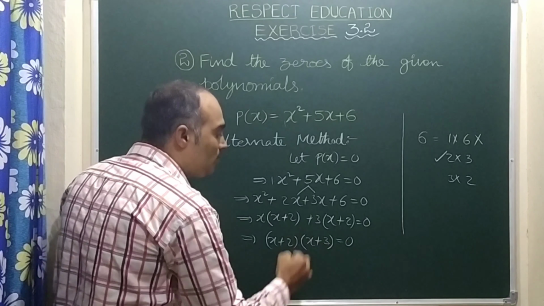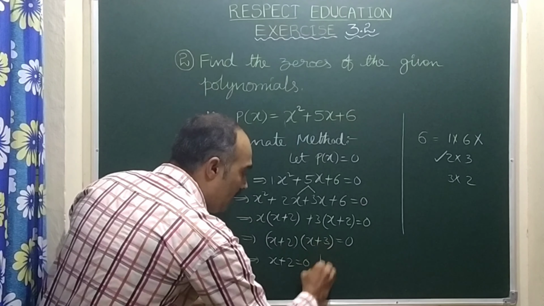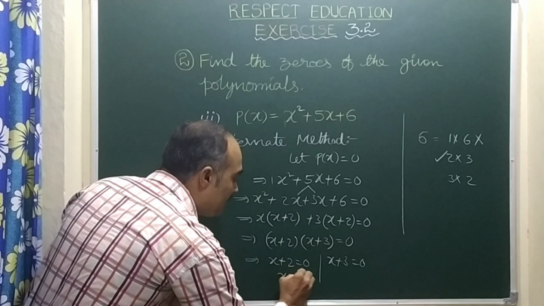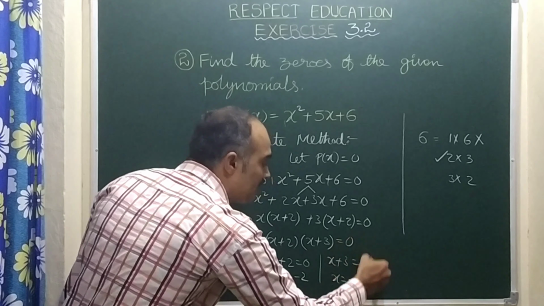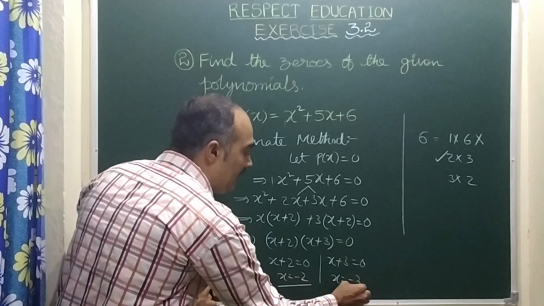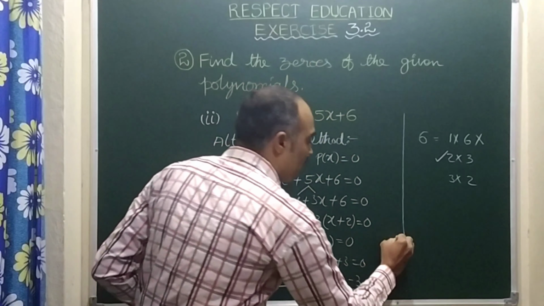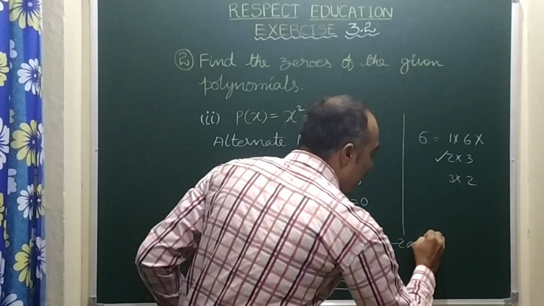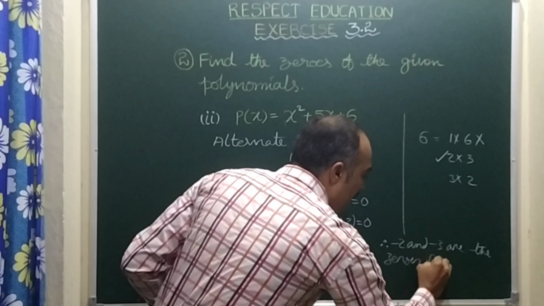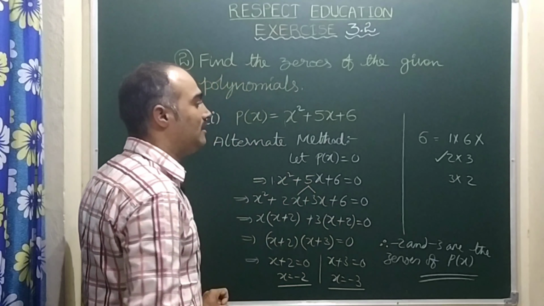When the product of two polynomials becomes 0, then individually either x plus 2 is 0 or x plus 3 is 0. So here let us send plus 2 to that side, x equal to minus 2, or x equal to, plus 3 becomes this side, it is minus 3. Here you see children, x equal to minus 2 and x equal to minus 3. Therefore here we can write that minus 2 and minus 3 are the zeros of the given polynomial p of x. This is another way to solve the same problem.